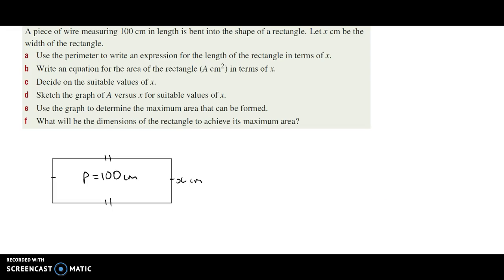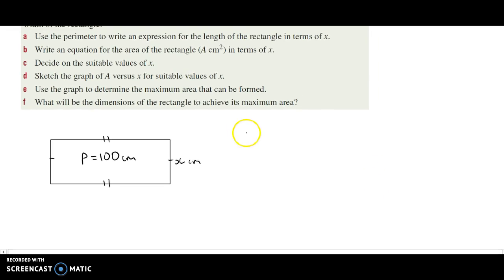Alrighty, let's have a look at part A. Part A says use the perimeter to write an expression for the length of the rectangle in terms of x. So let's just start by labeling the length L. We know that 2 times L plus 2 times x is going to be equal to 100. That's just the perimeter. x plus x gives us 2x, plus L gives us 2L. That adds up to 100.